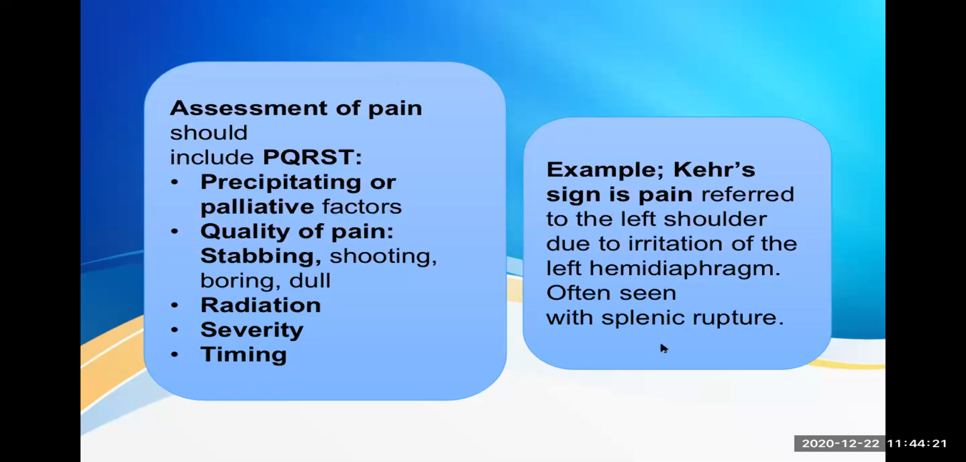What is happening here? The spleen is ruptured either because of trauma or because of some pathology inside the spleen. After that, the blood will leak outside. That hematoma has caused irritation of the left hemidiaphragm, and because of this, the pain is felt in the left shoulder area. This is a perfect example of referred pain.